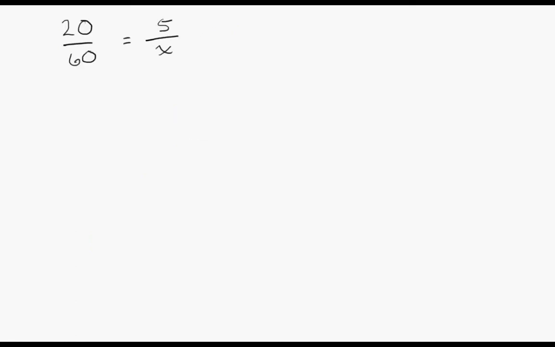Let's take a look at one more example. Here we have 20 over 60 equals 5 over x. Our x variable is down here. We're going to have to get that off the bottom and isolate it somehow.